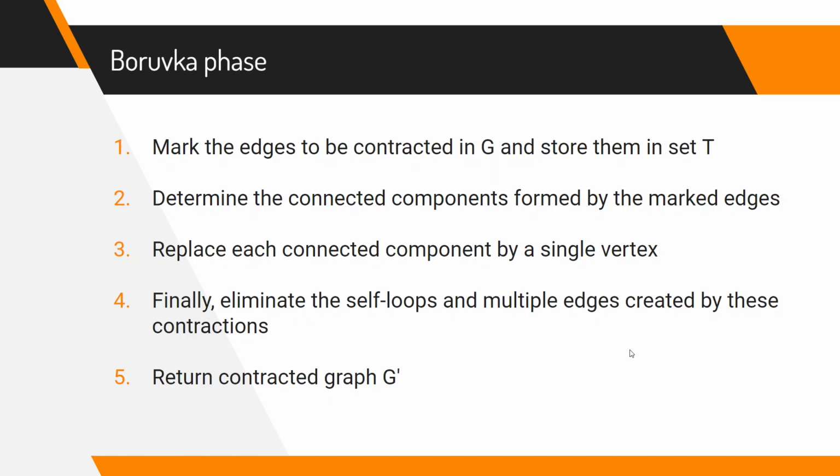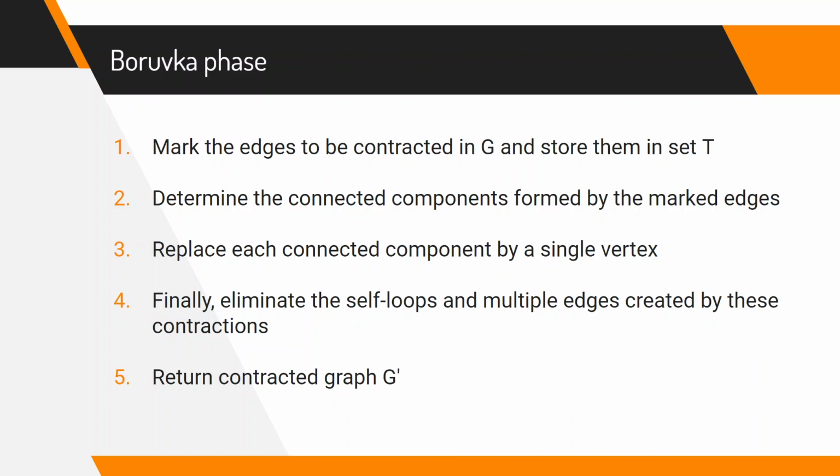Now, let us go through all the phases of Boruvka. First of all, mark the edges to be contracted in G and store them in a separate set T. Determine the connected components formed by the marked edges. Replace each connected component by a single vertex. And finally, eliminate the self loops and multiple edges created by these contractions. And at the end, return the contracted graph G dash.